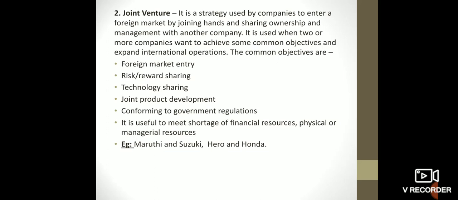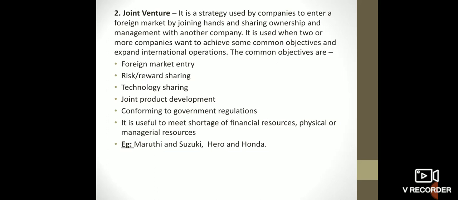Good examples of this are Maruti and Suzuki, and Hero and Honda. What they did was that both companies came together and started a new brand, so that they could enter the Indian market. Suzuki is Japanese and entered the Indian market, and the same with Hero and Honda. This joint venture has ended now, but we can still give it as an example.